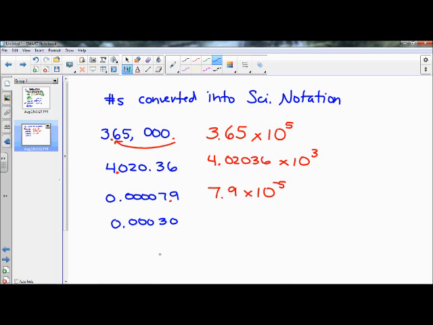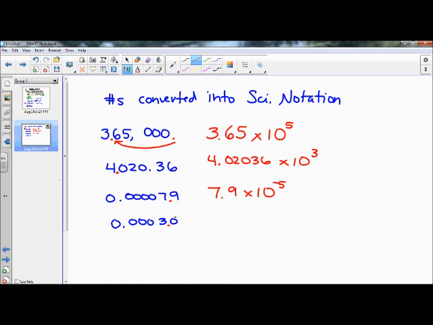Okay, now let's look at this number. Here's our decimal point. We're going to move it until there's one and only one number that's not a 0 to the left. It's right here. So it's going to end up here.